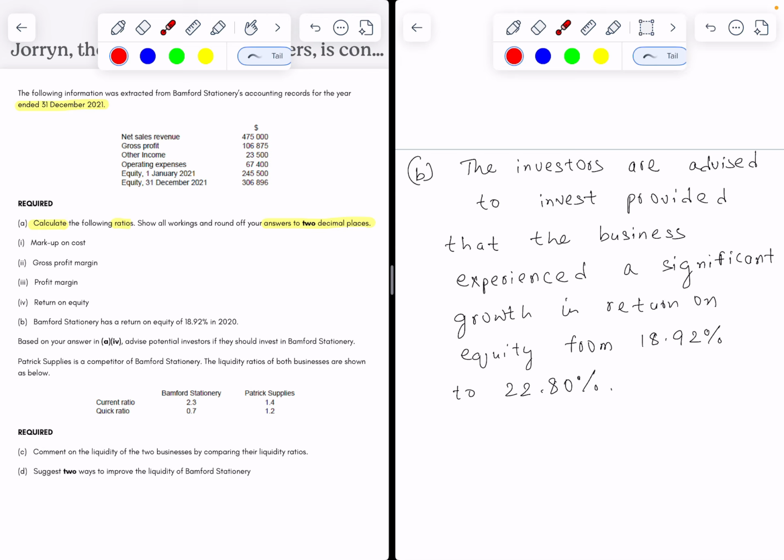What does that mean for the investors? That means for every dollar invested in Bamford, the amount of profit that you can make has gone up, which means for every dollar invested, you get 22.8 cents in return as profit, which is very good. And therefore, the investors are advised to invest in Bamford Stationery and foresee a potential growth in the future.